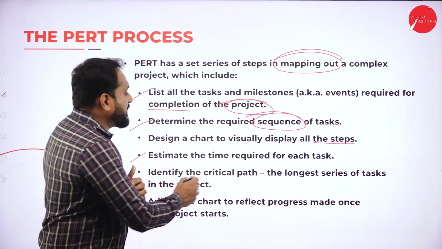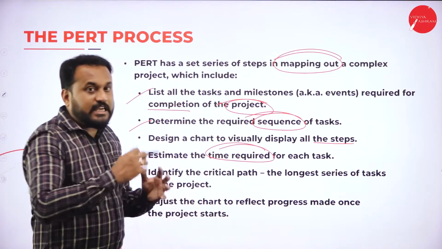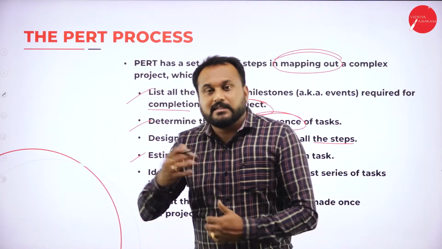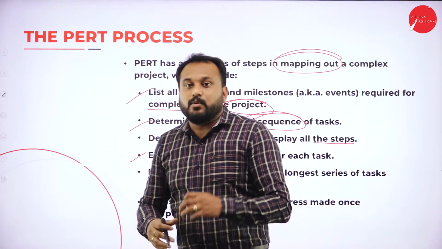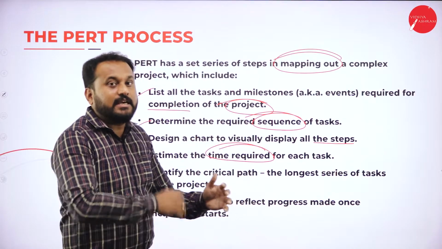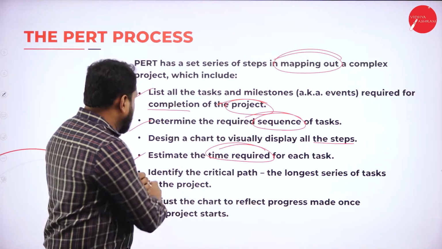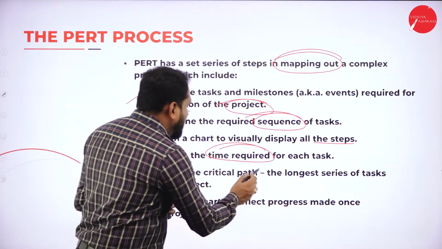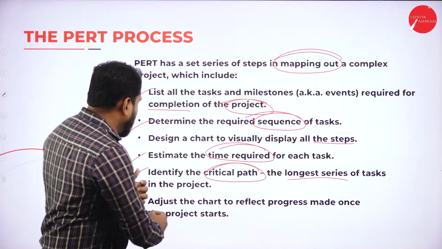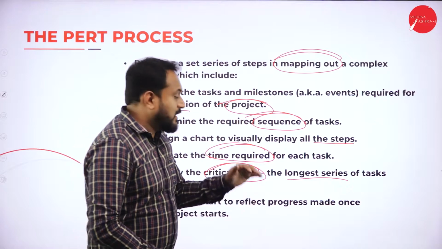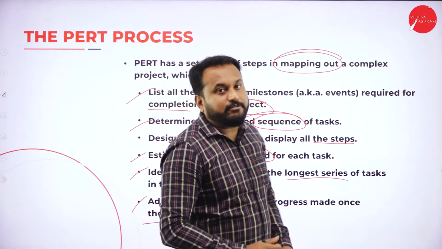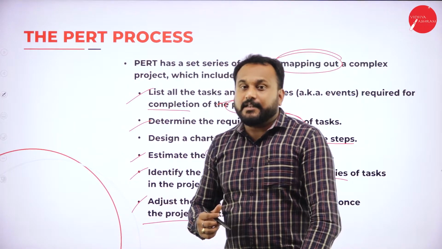Later is estimate the time required for each task. So for each task, what you are supposed to do is say 2 days, 3 days, 6 hours, 7 hours. What is the time which you're going to take? You are supposed to list. You should not leave even a single task. Each and every task you are supposed to list it. Identify the critical path. Critical path in the sense the longest series of tasks in the project. And lastly is adjust the chart to reflect progress made once the project starts. So this is what the process of Pert is all about, from the first till the last.